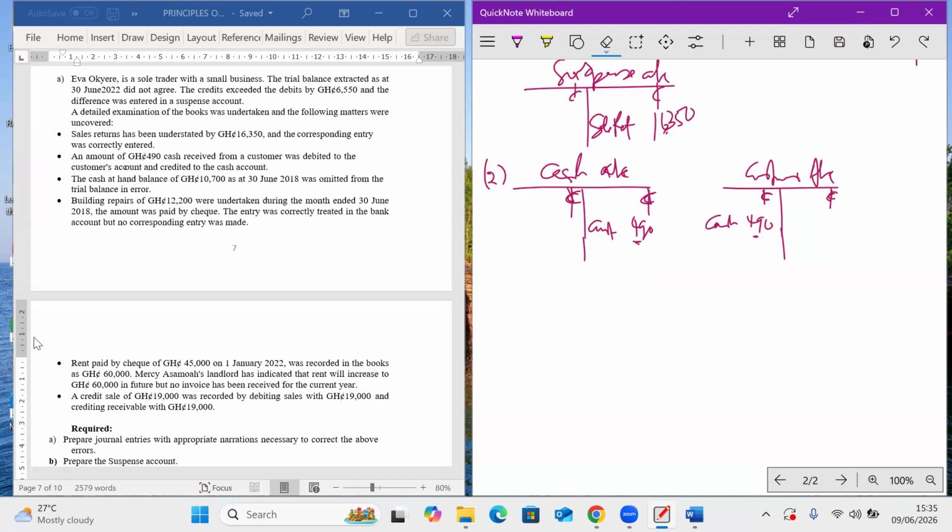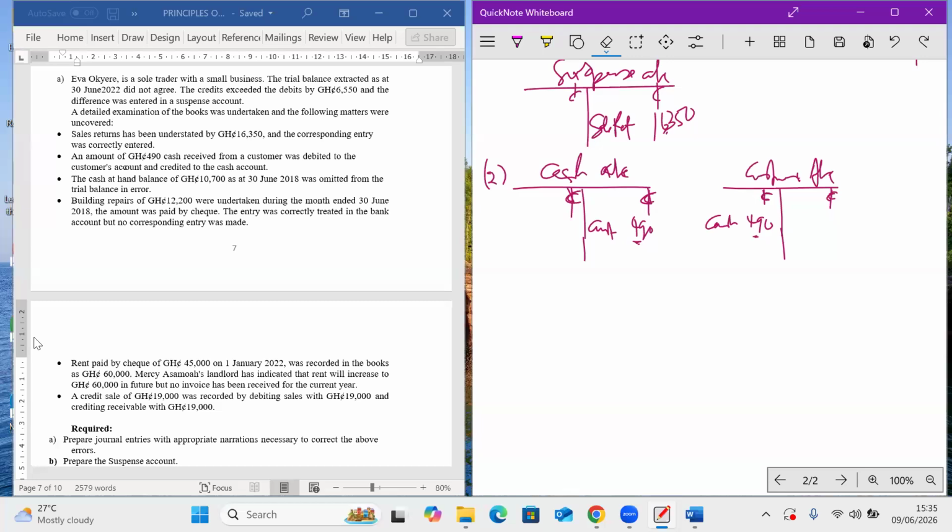So that's how you see that there are errors, because you need to understand the transaction. An amount of 490 cash has been received from a customer and was debited to the customer's account. But it is the business which received the 490. So in the cash book, they have to debit it. Why should they debit it in the customer's account? That's an error in the customer's account. And credited to the cash account? Oh, no. The cash account should rather be debited, and if the cash account is being debited, then the customer's account will be credited. That's how it should be. But they've changed it. Are we good? Yes.